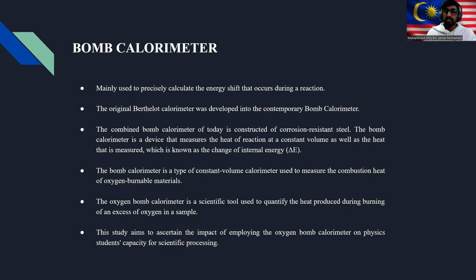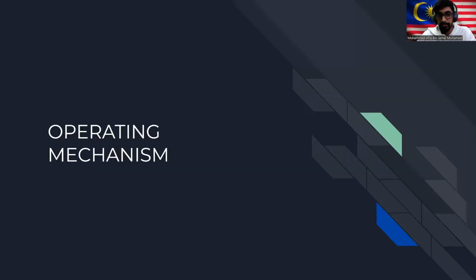The bomb calorimeter is a type of constant volume calorimeter used to measure the combustion heat of oxygen-burnable materials. The specific type, the oxygen bomb calorimeter, is a scientific tool used to quantify the heat produced during burning of a sample in an excess of oxygen. Through the use of the bomb calorimeter, we can conduct an experiment that aims to ascertain the impact of employing the oxygen bomb calorimeter on physics students' capacity for scientific processing. So that is all for this short introduction.